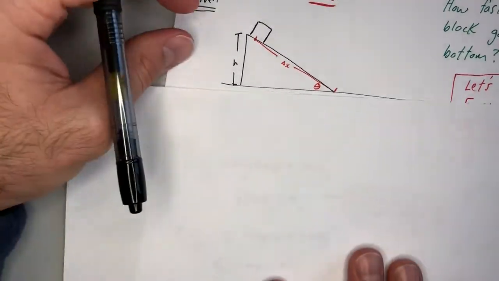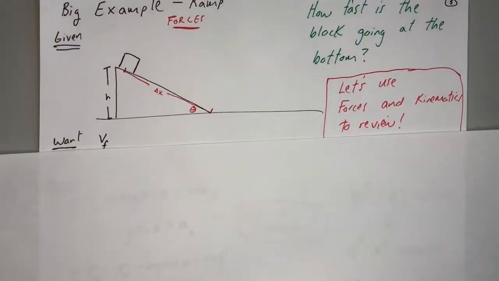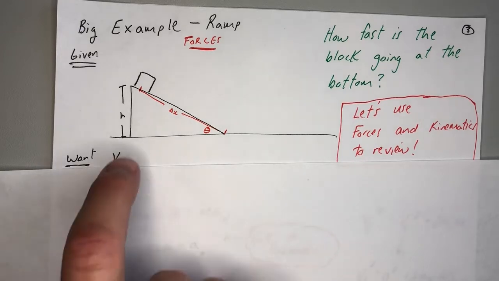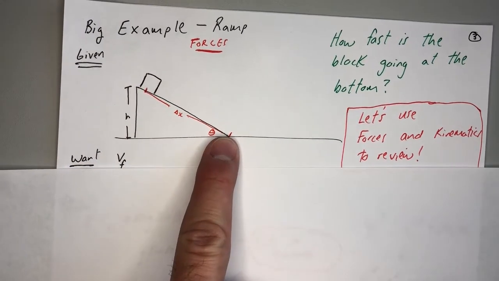Okay? So we're going to start simple. We're going to go back to a classic, and I will say this by now should be like, okay, I can do this. So, big example. We're going to do it using the old school techniques of forces and kinematics, and then we're going to do it using energy, and you're going to see the energy way is quite a bit easier. So you're going to draw a block on a ramp, and here's what you know about your ramp.